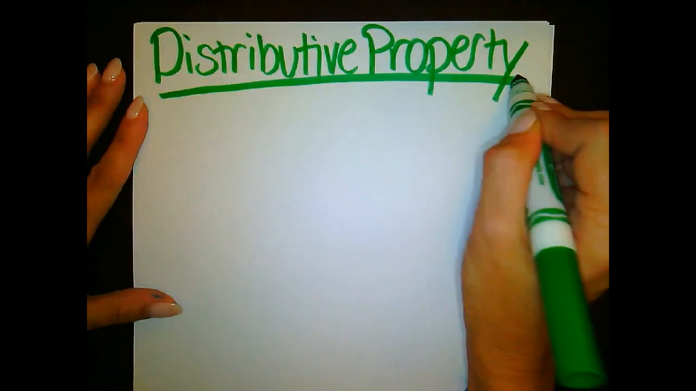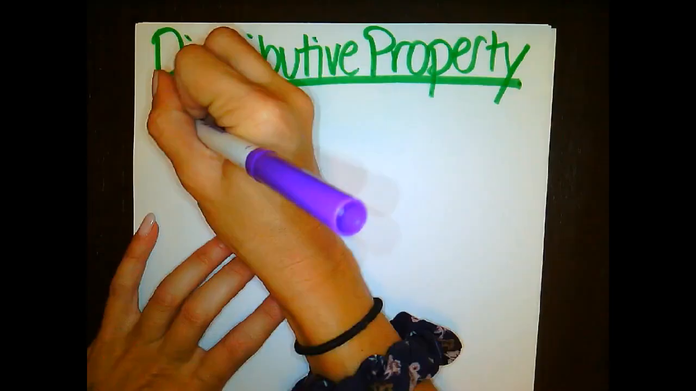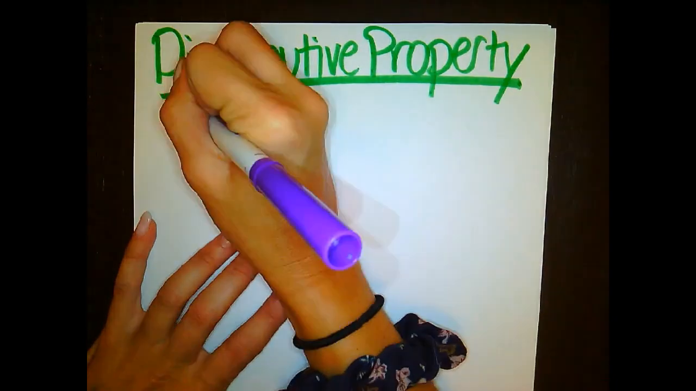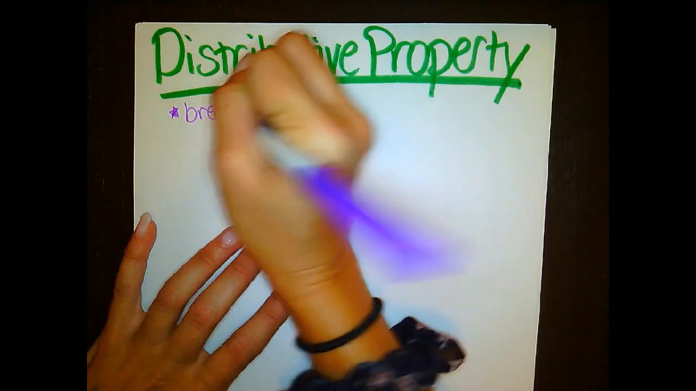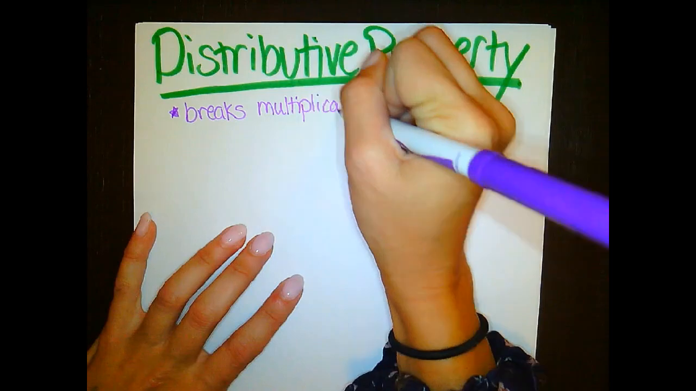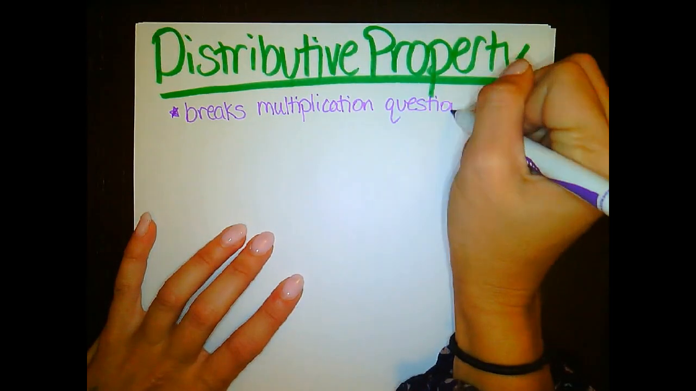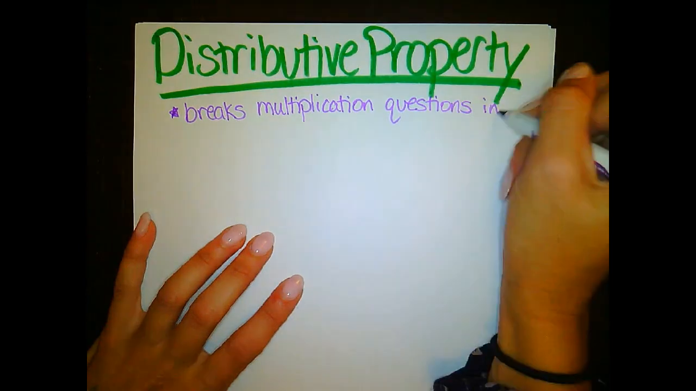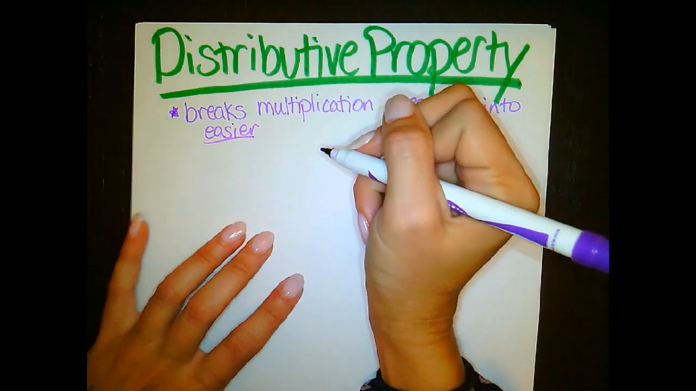And we just want to remind ourselves what distributive property is going to be used for in fourth grade math. So this year we are using the distributive property to break multiplication problems into easier, now we like that word, we love when things get easier, into easier bite-sized chunks.